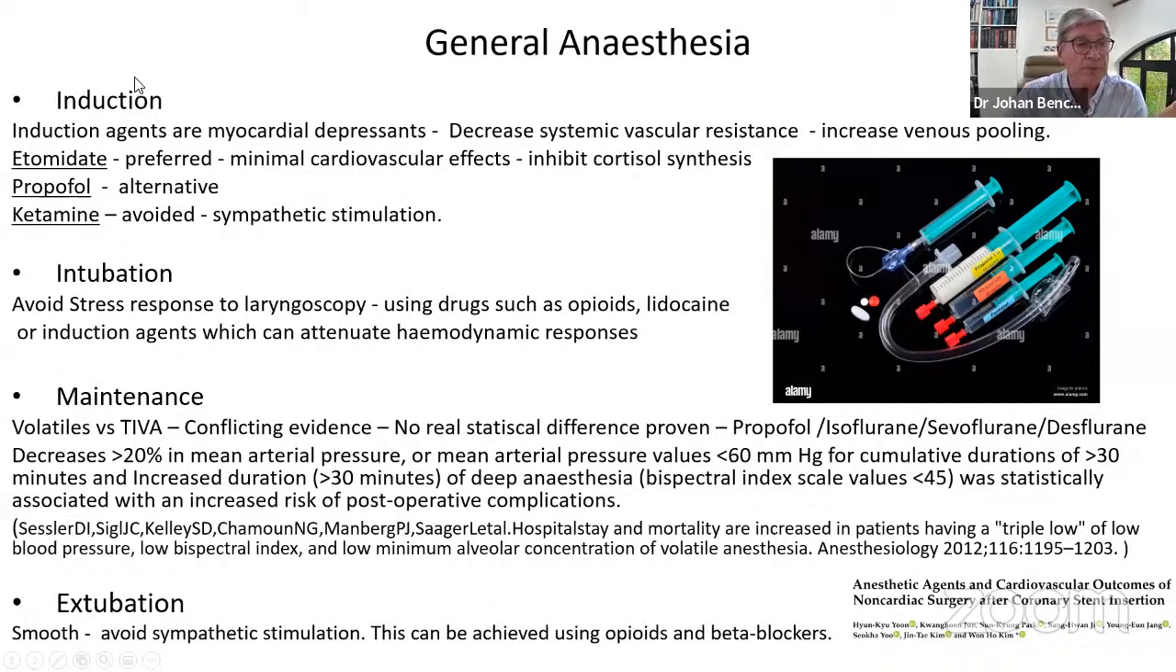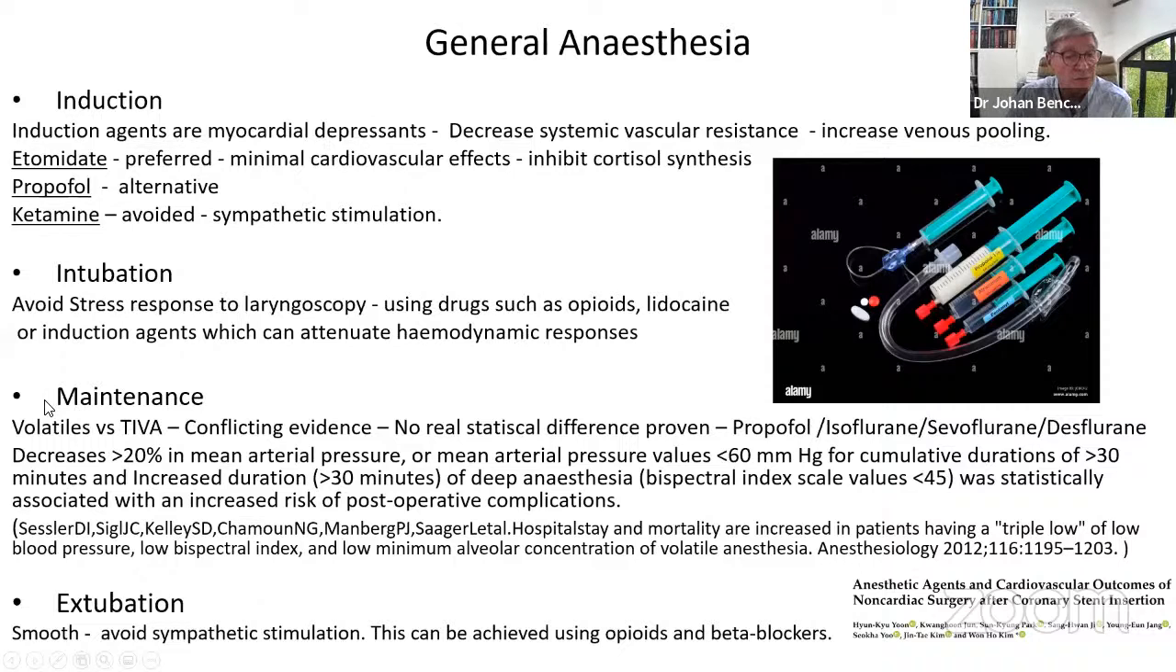For induction agents, you can use whatever you want as long as you use it carefully and as little and slowly. Etomidate is preferred, but it inhibits cortisol synthesis, so it's getting very unpopular. Propofol is an alternative, and if used carefully, is excellent. Try and avoid ketamine in ischemic heart disease specifically because of the sympathetic stimulation. Intubation, just avoid the stress. Use opioids, lidocaine, or use your induction agents carefully so you can attenuate the hemodynamic response.